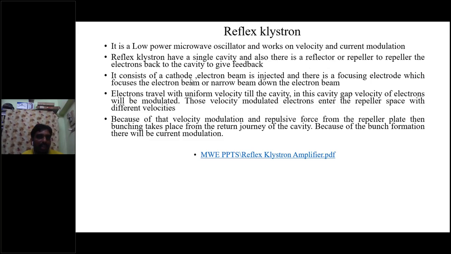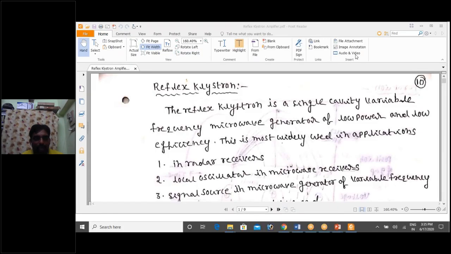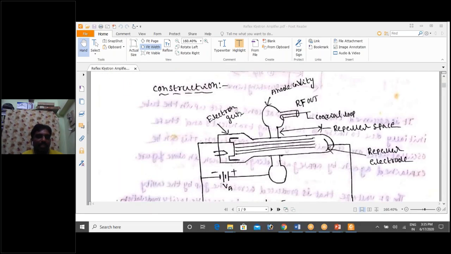It consists of a cathode, and the electron beam is injected from the focusing electrode, and this is also used for narrow beam transmission. Next, this also applies beam velocity modulation, where electrons moving on the forward journey or return journey are taken from velocity modulation to current modulation. For that case, we go to what we observed in our classroom, the schematic diagram for the reflex klystron. This is our reflex klystron diagram. We drew it in our classroom.